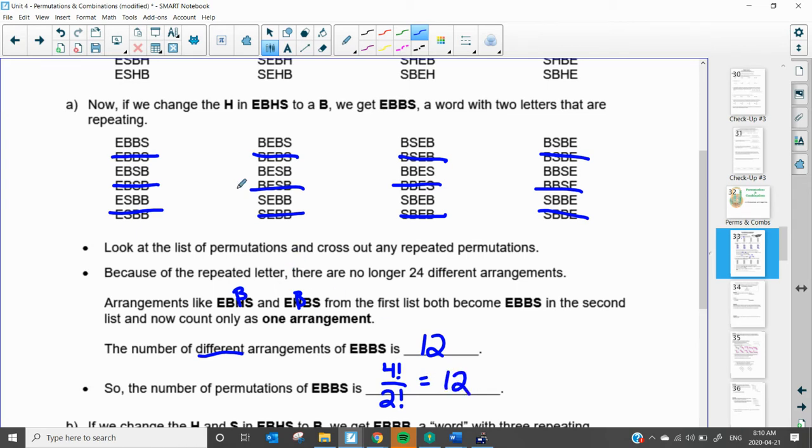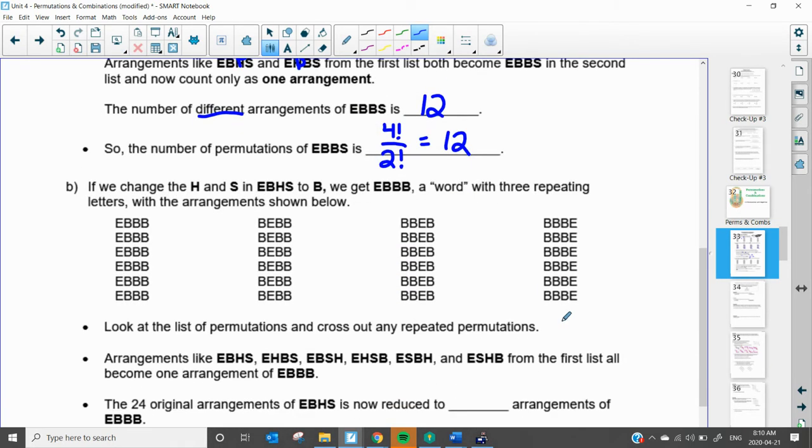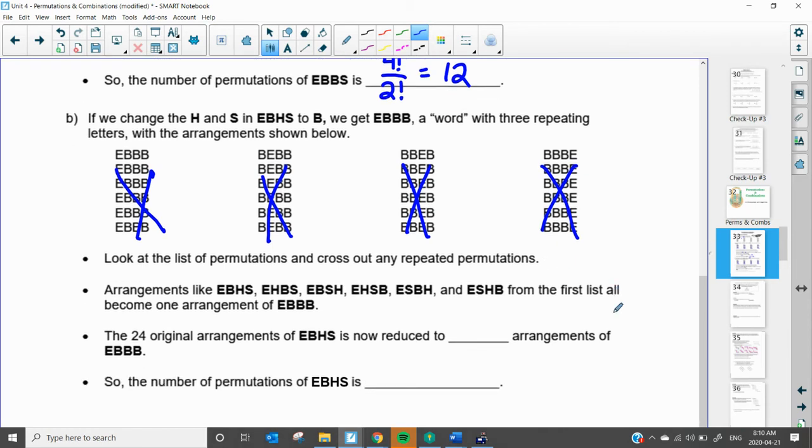Notice we had 2 repeating letters, and we divided by 2 factorial. Well, what if we go one step further and we change all of the H's and the S's to B's? So we have EBHS now becomes EBBB. Now we have significantly fewer distinct arrangements. So we're going to go through again and cross out all of the repeats. That leaves us with 4 distinct arrangements. So those 24 original arrangements are now reduced to just 4.